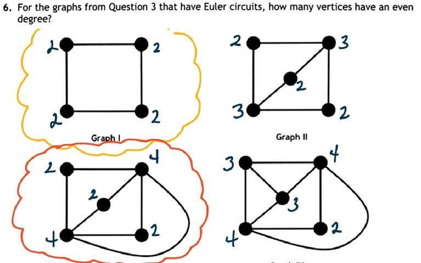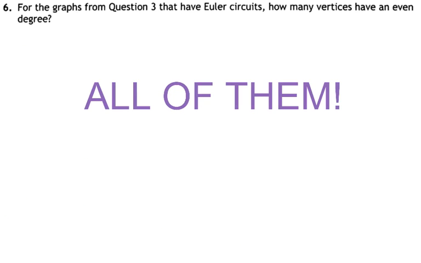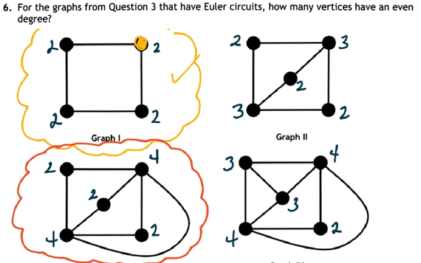Well, again, we have the 2 graphs, graph 1 and graph 3, circled. And so how many of these vertices have an even degree? The answer is all of them. All of the vertices in this graph and this graph have an even degree. The number that is their degree is divisible by 2, which is the definition of even.